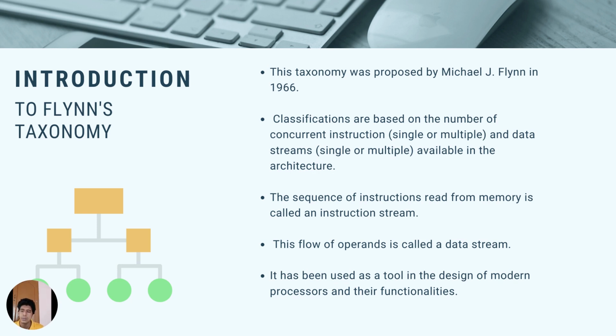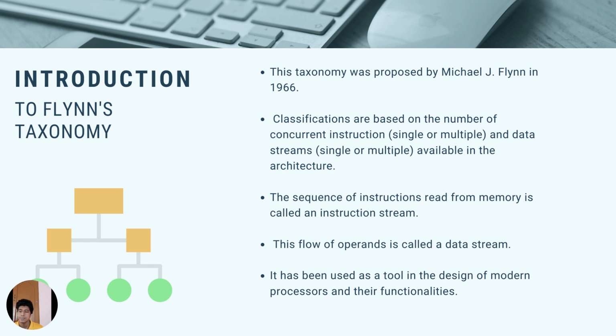Flynn's taxonomy was proposed by Michael J. Flynn in 1966. It is actually a classification, a way to divide computer systems based on certain features, and the classification is based on the number of concurrent instruction and data streams available in the architecture.